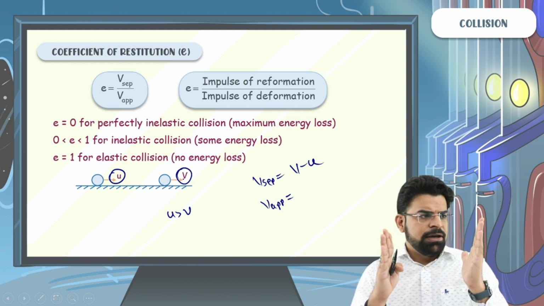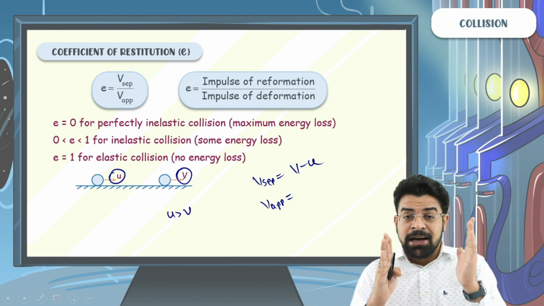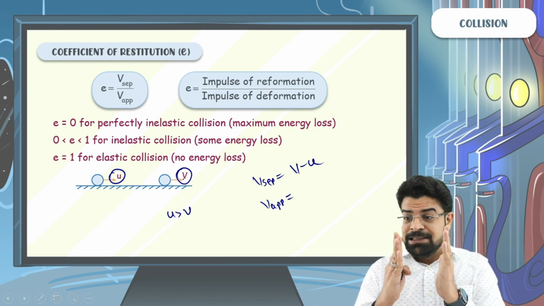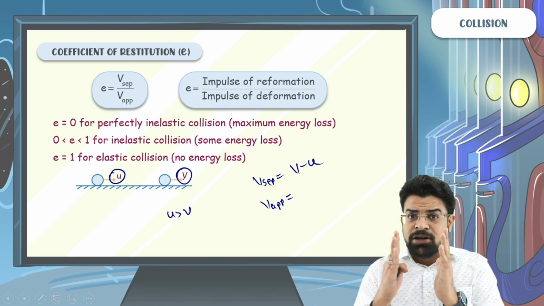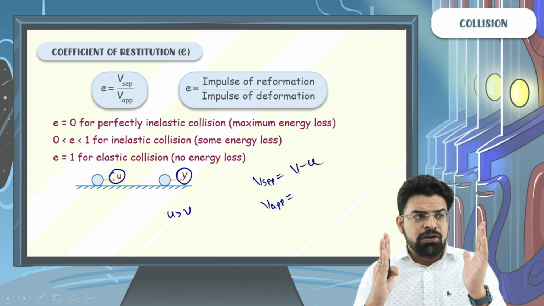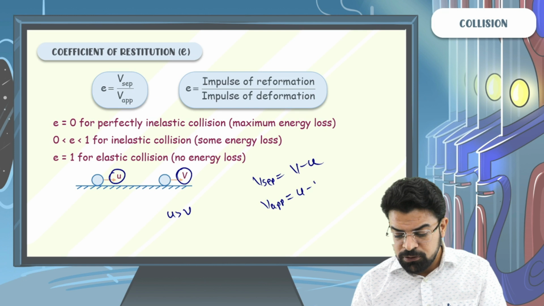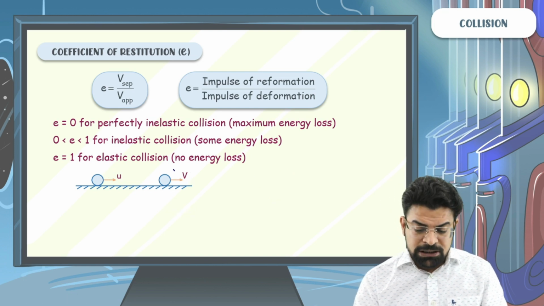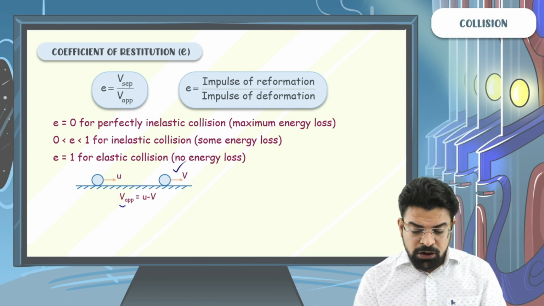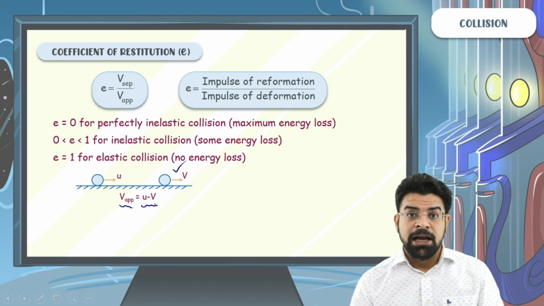So sir, u is trying to decrease the separation, that is trying to make them approach, while v is trying to increase the separation, that is trying to make them go away. So the velocity of approach will be plus u minus v. So for this particular case, you can say that velocity of approach will be u minus v.